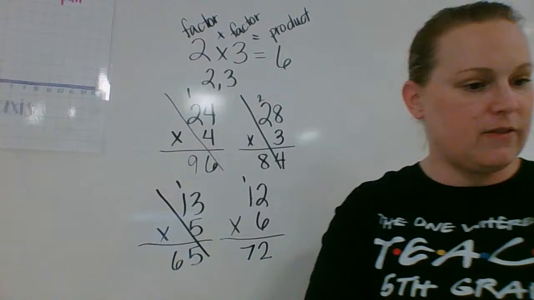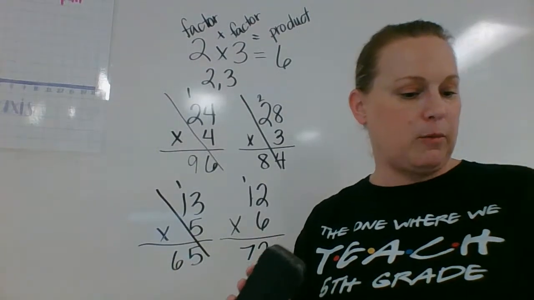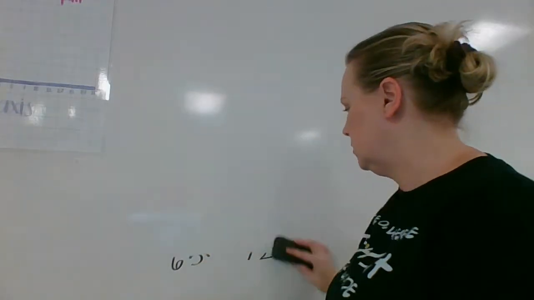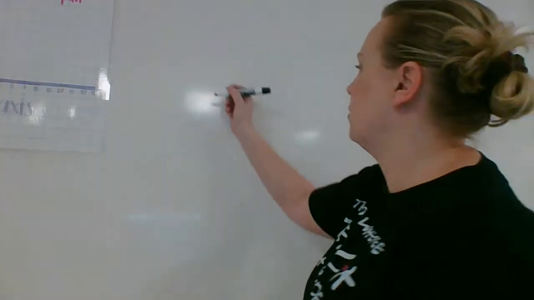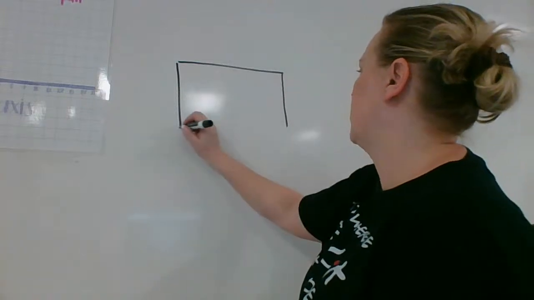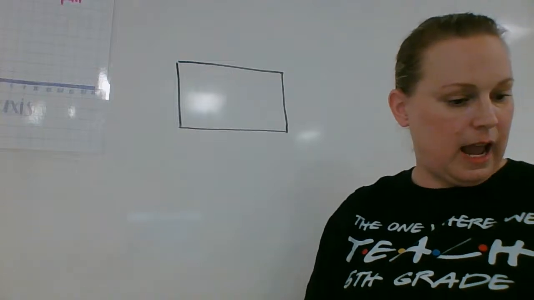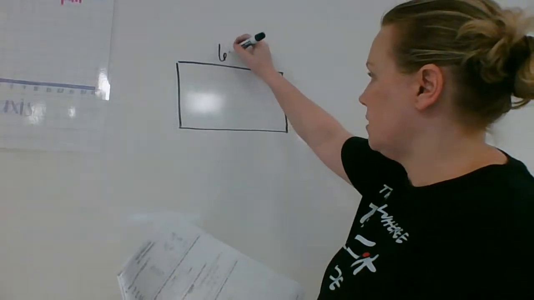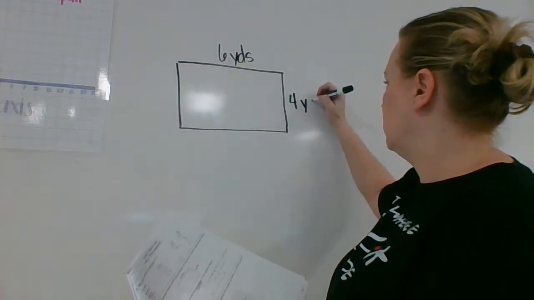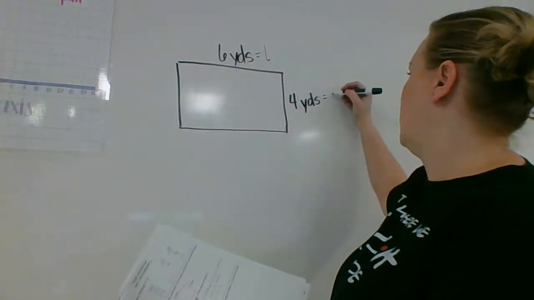All right, number 7. A school flag designer needs to find the perimeter of the piece of fabric represented below. What's the shape of that piece of fabric? It is our good old friend, the rectangle. We're looking at 6 yards here, and we're looking at 4 yards here. So one is going to be the length. We can call this the length. We can call this the width.